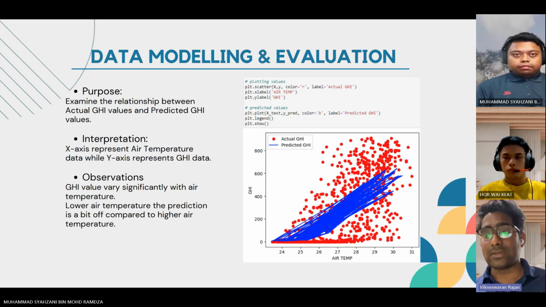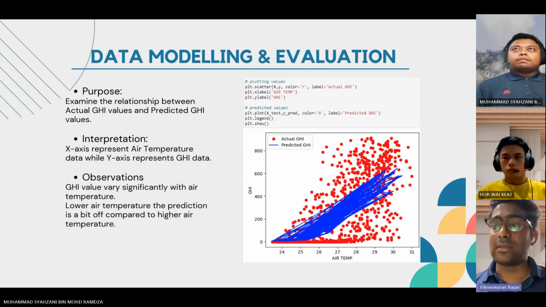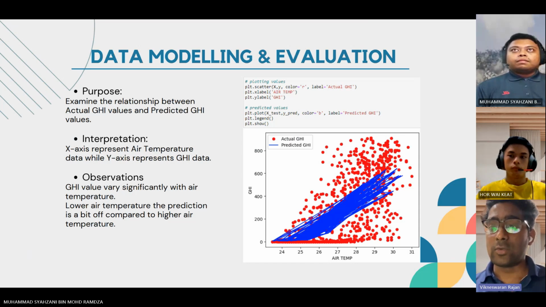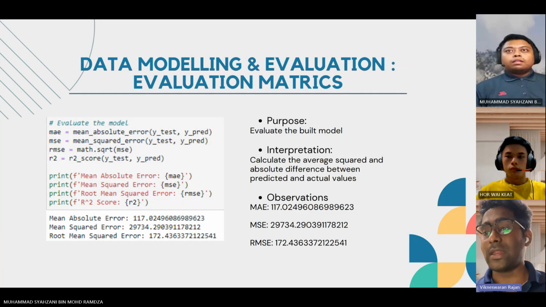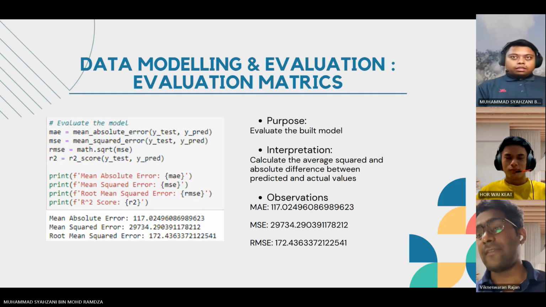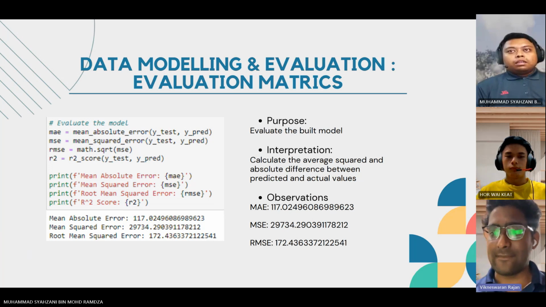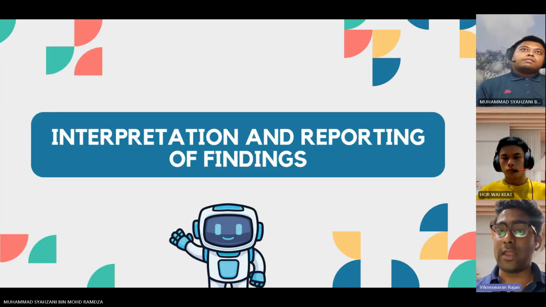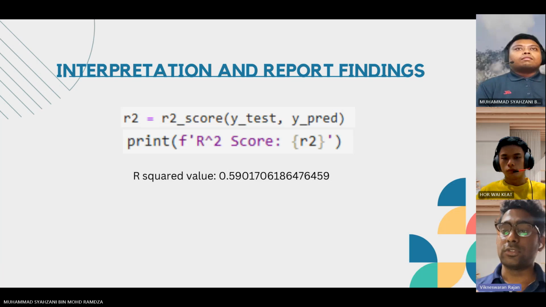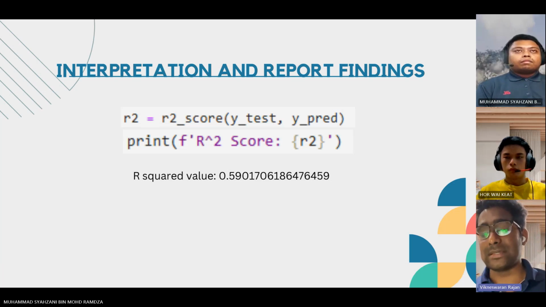Here we have the evaluation metrics for our model. We were able to figure out the mean absolute error value, the mean squared error value, and the root mean squared error value. For the mean absolute error value, we got 117.02. The mean squared error is about 29,734.29. And finally, the root mean squared error is 172.44. Additionally, our model achieved an R squared value of 0.59 or 59%.